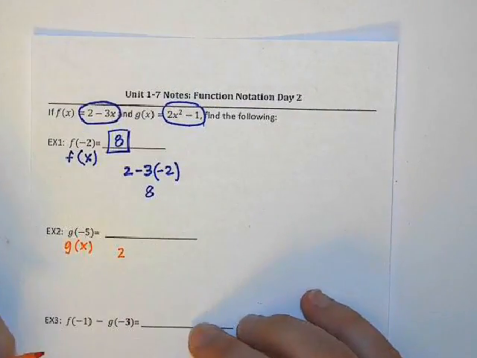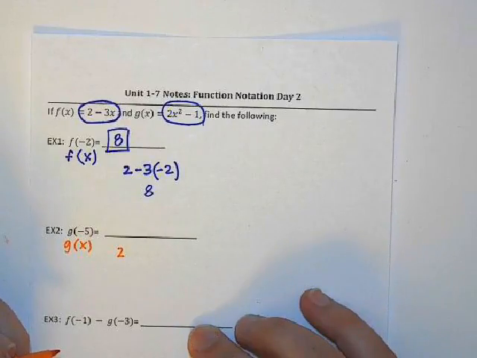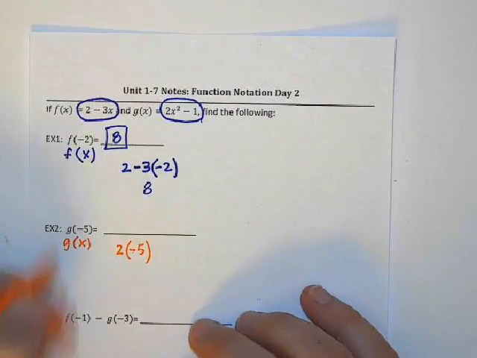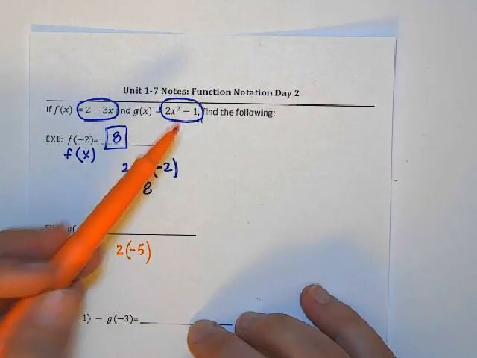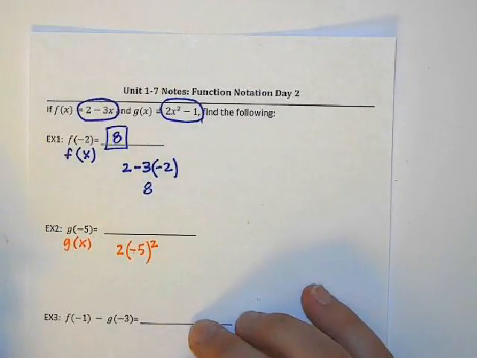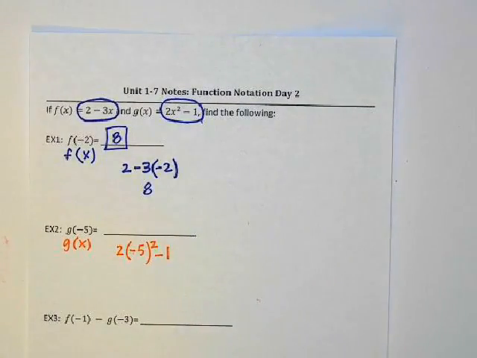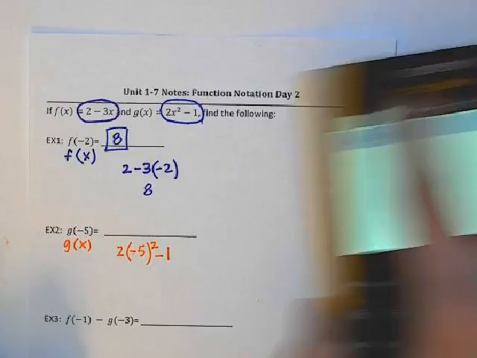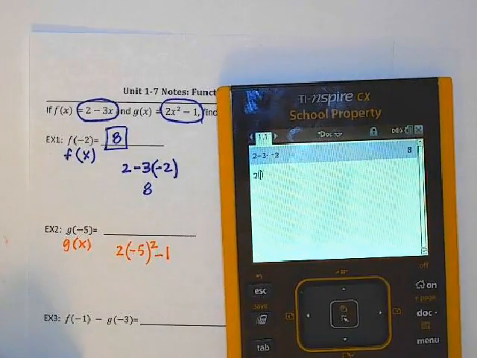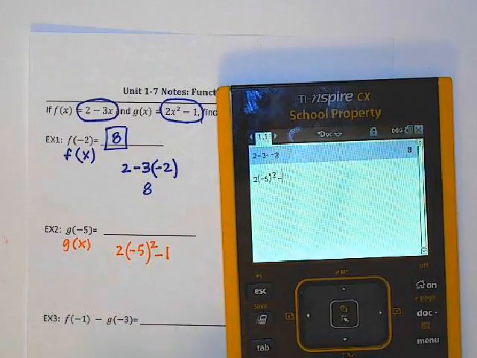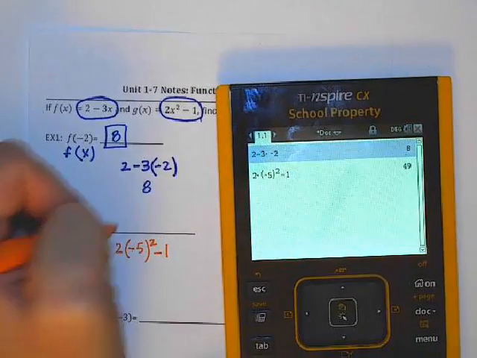He's okay, he can stay in the game. X is the one that's messing up, so I'm going to take him out and put in negative 5 with his helmet on. Remember, the squared is already in the game, so he doesn't go in the parentheses. He goes on the outside. Minus 1. Then I plug that in exactly how it looks: 2, parentheses, negative 5, squared, minus 1. Hit enter, and we get 49. And that's my answer.